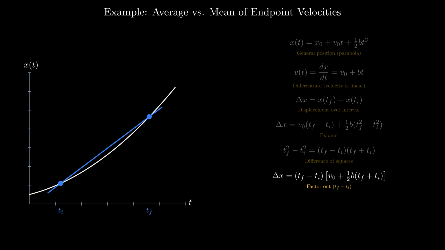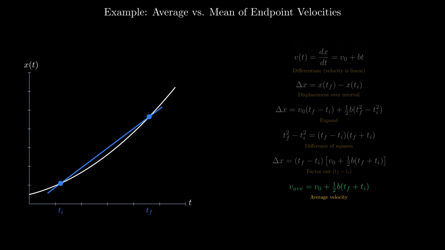Divide both sides by t sub f minus t sub I. The average velocity is v sub f equals v naught plus 1/2 b times the quantity t sub f plus t sub I. The mean value theorem from calculus guarantees that some time t1 exists between t sub I and t sub f, where the instantaneous velocity equals the average velocity. On the graph, the tangent at t1 has the same slope as the secant connecting the endpoints.